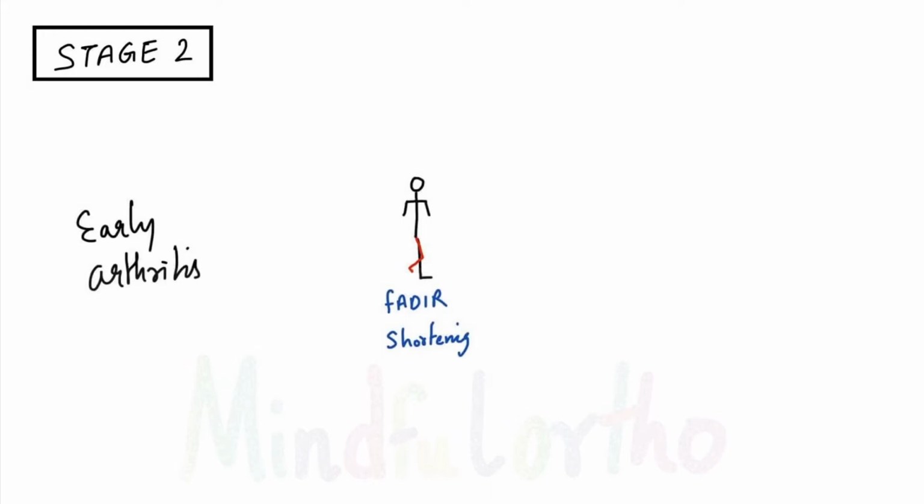In stage 2, which is known as early arthritis, destruction of the cartilage of hip joint has started. Due to this destruction, adductor muscles of the thigh will undergo spasm, which will result in a deformity of flexion, adduction, and internal rotation. Also, due to destruction of the cartilage, a shortening of the limb will also be seen.